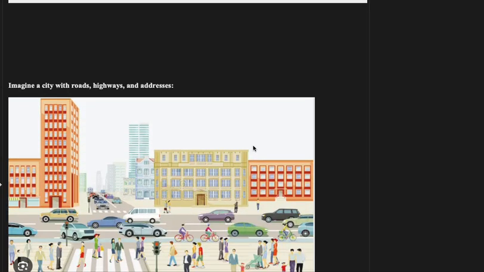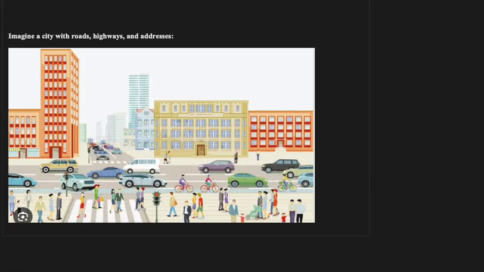So let's take an example. Imagine a city with roads, highways, and addresses. Let's say each road leads to a specific building, right? And just like how the internet has ports to direct traffic to different services, similarly, roads lead to different specific buildings. But what exactly are ports in networking? Let's break it down in the simplest way possible.